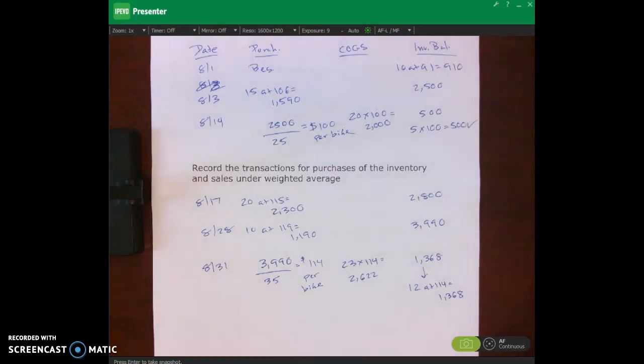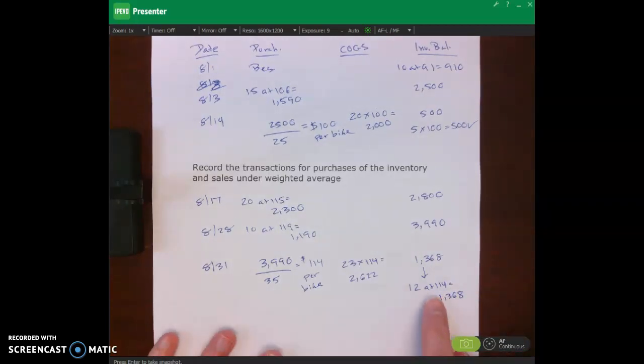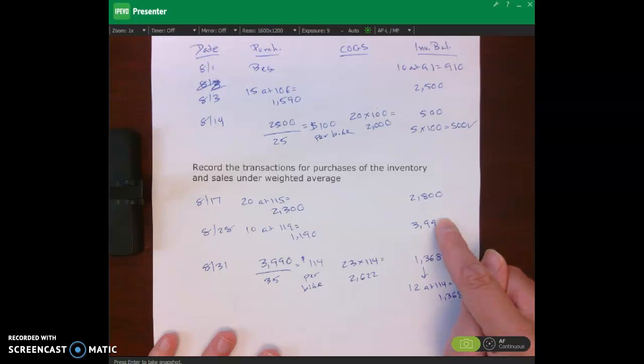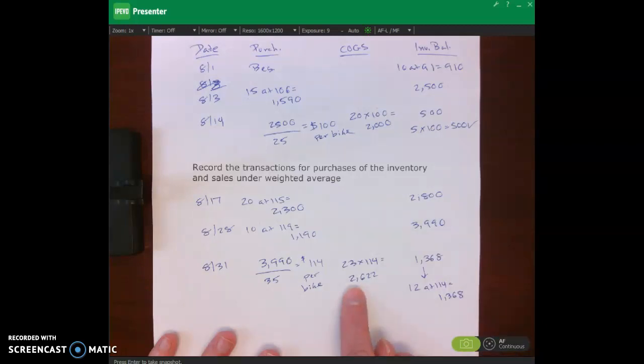And then I sold on the 31st 23 bikes at a cost of $114 per bike. Gives me cost of goods sold, $2,622. All right. Then I have my ending inventory. How many bikes do I have left over? I have 12 bikes left over, right? 12 at the $114 cost gives me $1,368. This is my ending inventory balance. How else could I do that? I could have said my $3,990 minus my $2,622 and gotten to the same answer, okay? All right.